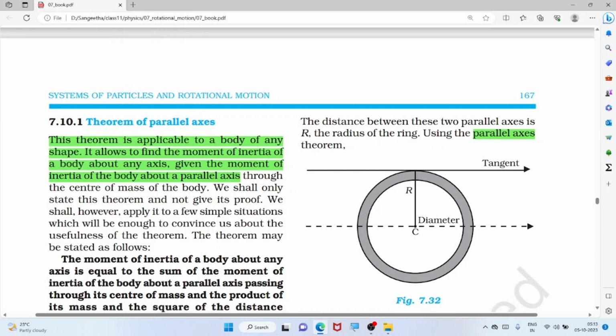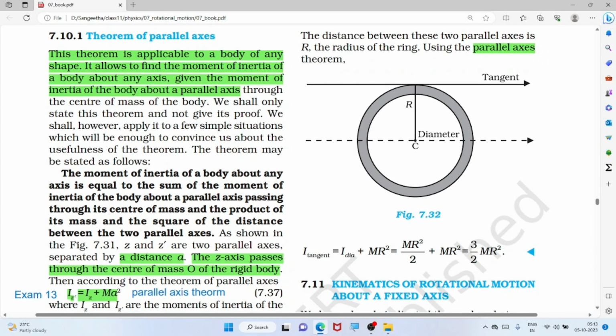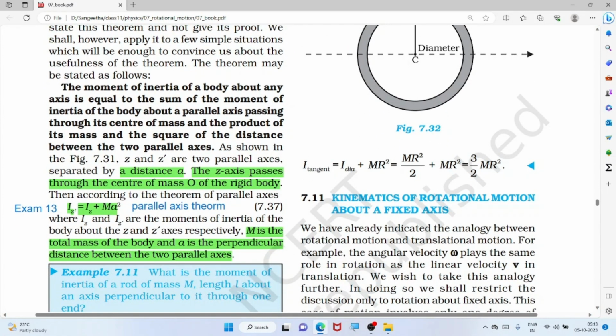Same parallel axis theorem. The moment of inertia of a body about an axis is equal to the sum of the moment of inertia about the parallel axis passing through the center of mass, and the product of the mass and the square of the distance. So the moment of inertia about this axis is equal to the moment of inertia about the center of mass axis, plus Ma squared. M is the mass of the whole system, and a is the distance between the axes.